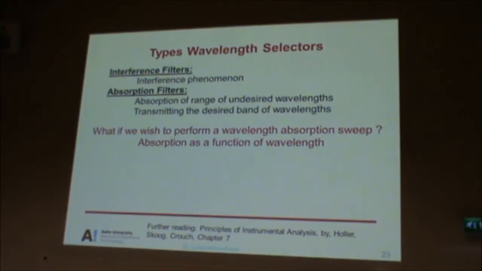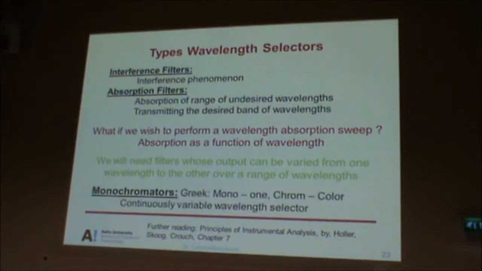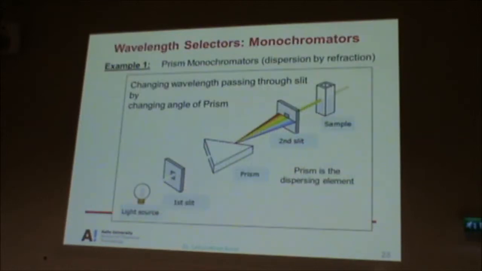Now the question comes, what if we want to expose the sample to a sequence of wavelengths, one after the other? How do we achieve that? That's when we come up with a wavelength selector that is capable of producing not just one wavelength, but a range of wavelengths depending on what we need. Collectively these are known as monochromators, and mono means one, chrome is the word for color in Greek. Here is a very simple example of a monochromator which is based on a prism.